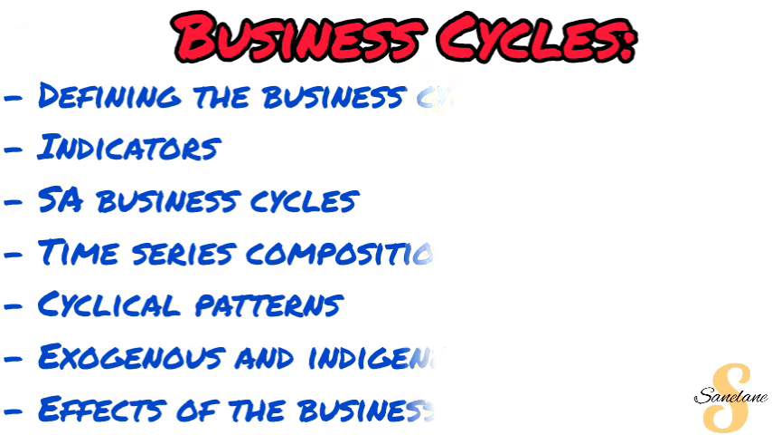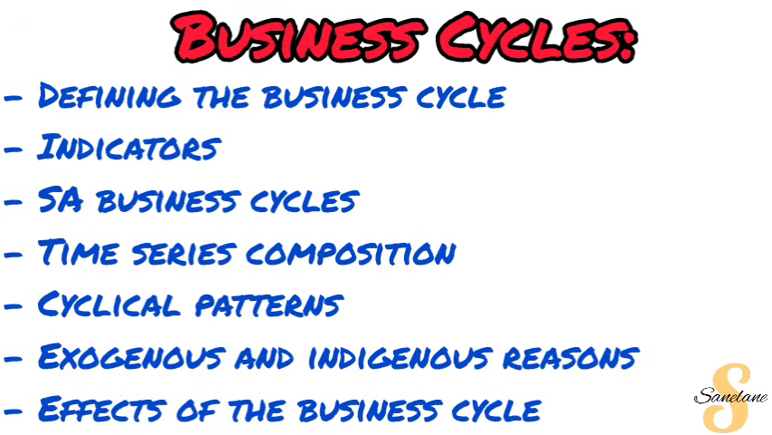The third topic under macroeconomics is the business cycle, under which you have to start by being able to define the business cycle. You have to be able to give the indicators of the business cycle and then specifically look into the South African business cycle, then do the time series composition and look at the cyclical patterns, and then be able to differentiate between exogenous and endogenous reasons, and then look at the effects of the business cycle lastly.